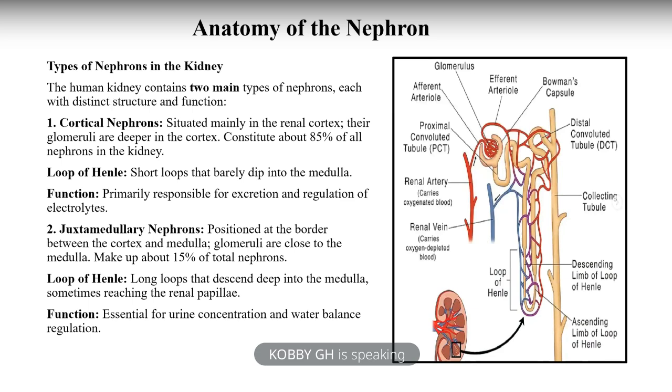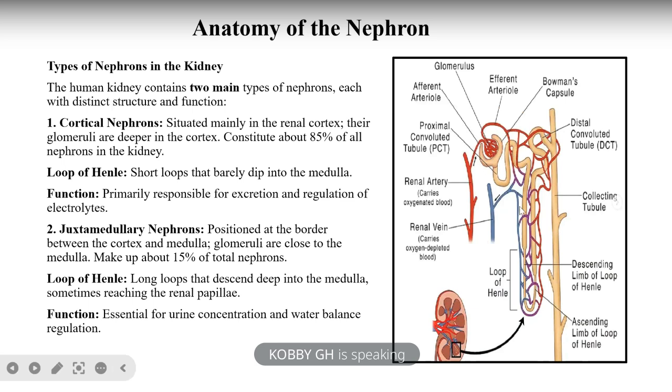So a typical nephron has two major parts. The first part is what we call the renal corpuscle, and the second part is what we call the renal tubule. Every nephron has two major parts. Understand that. The Bowman's capsule plus the glomerulus together, that is what we call the renal corpuscle.